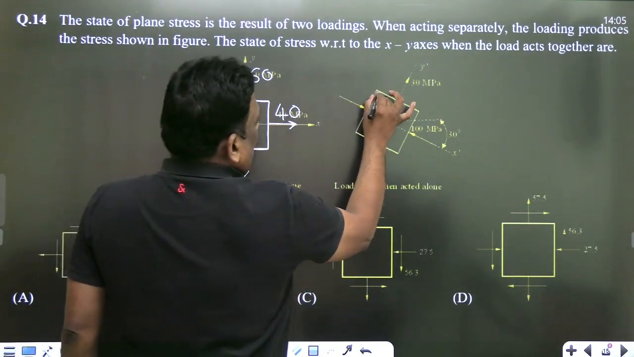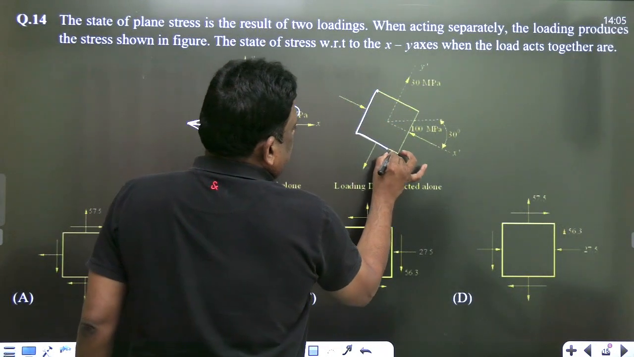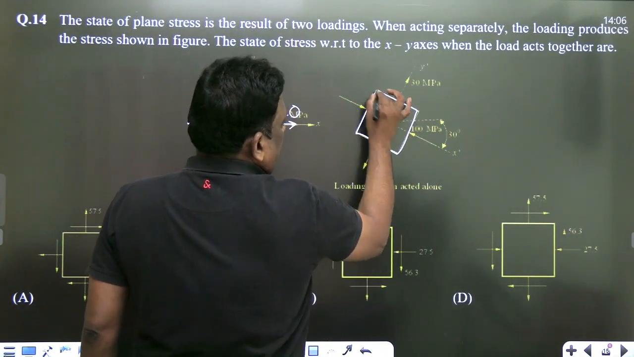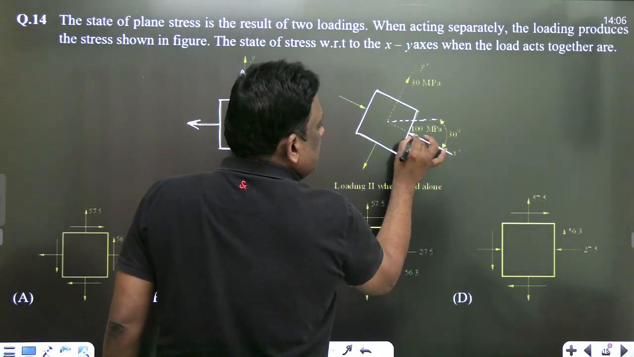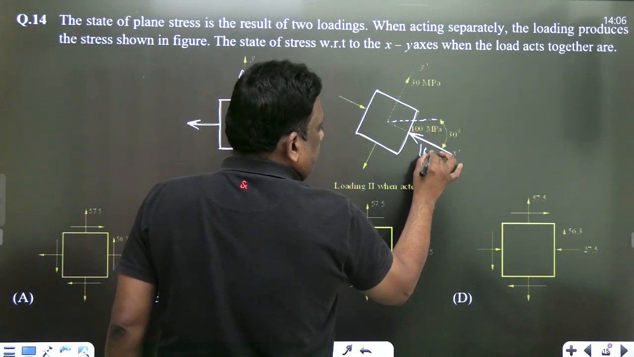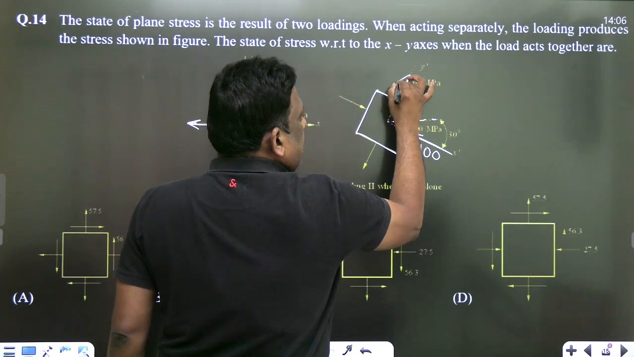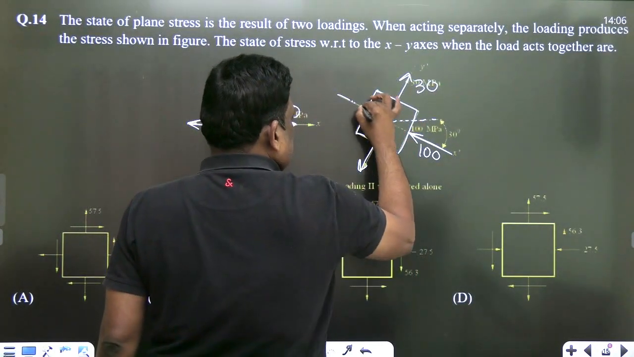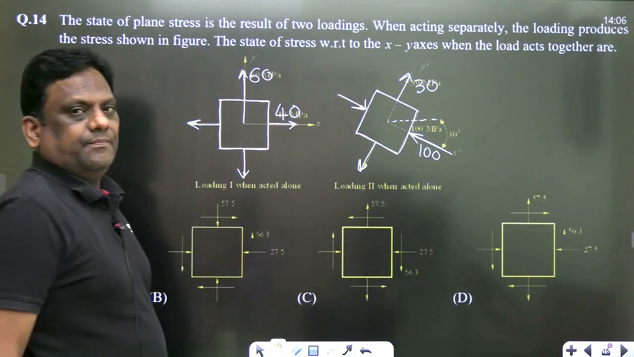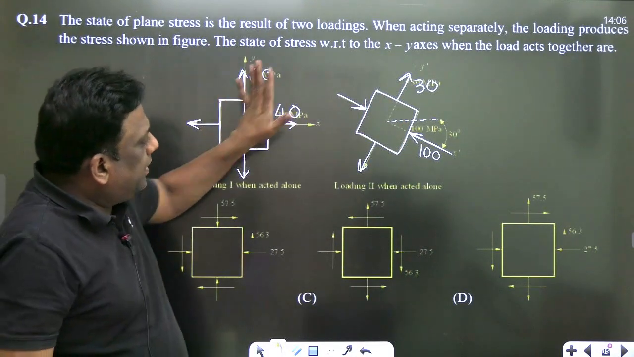There is another loading like this. There is another loading. And there is a compressive stress of 100. And there is a tensile stress of 30. Okay. Now, what is he saying? At a point, this is one loading, this is another loading.